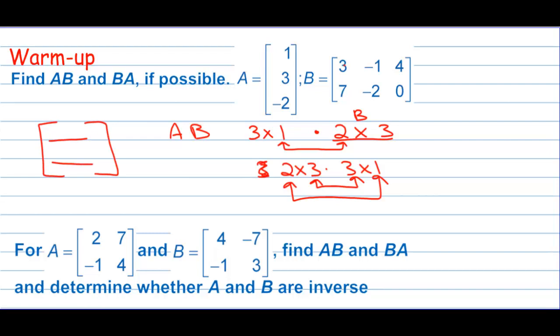We have 3 times 1 is 3, minus 3, that's 0, and plus 8, actually plus negative 8. So we have negative 8, and then we go across and down. We have 7, minus 6, and then plus 0. So that's going to be a 1.